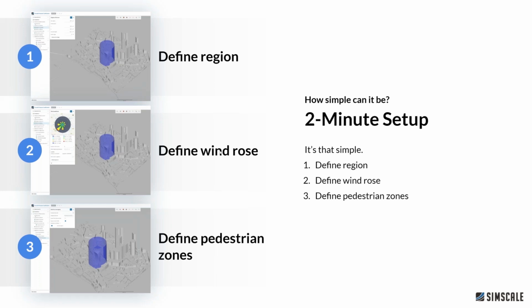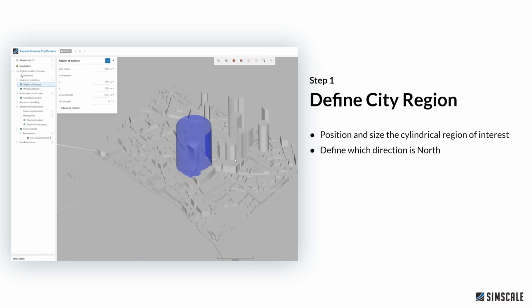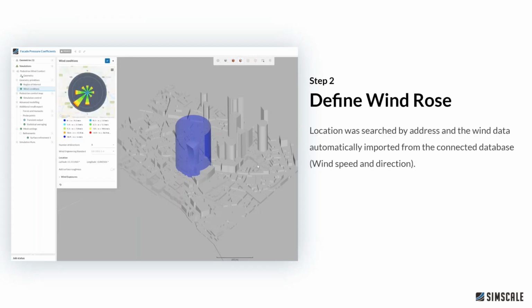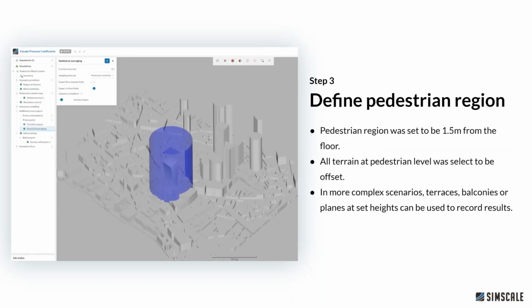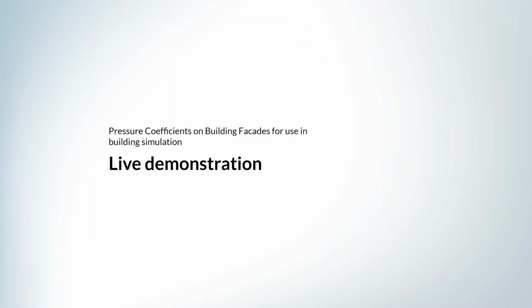The reason for the last step is because we're doing a pedestrian wind comfort analysis, although we're using the pressure results rather than the pedestrian results. The windrows in this case is normally used for pedestrian results, but here we're only using it to define the directions. And the pedestrian region is actually an offset floor, although we're not going to be using it in this simulation. And to show you exactly what I mean, we're going to do a live demonstration.